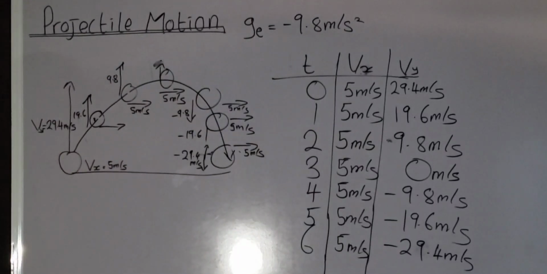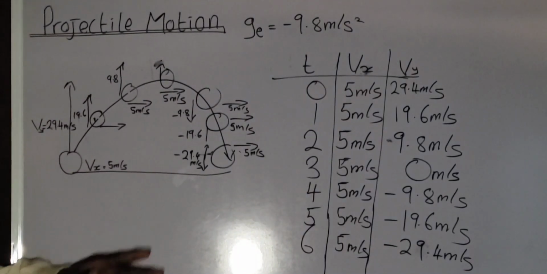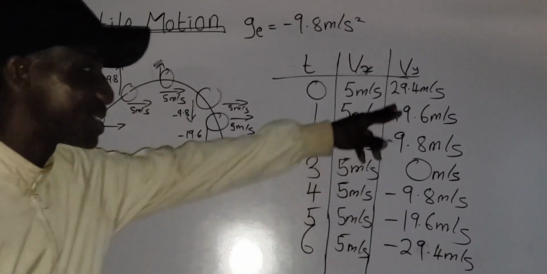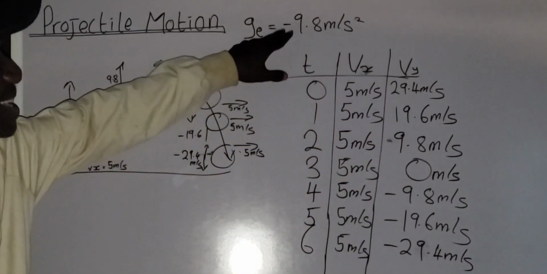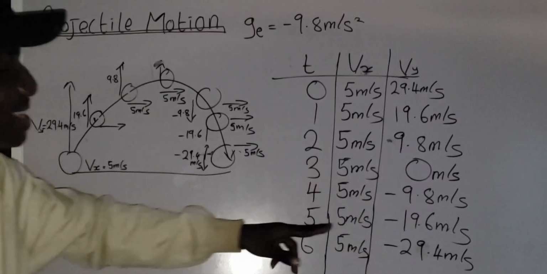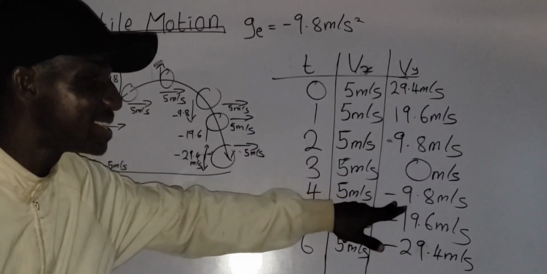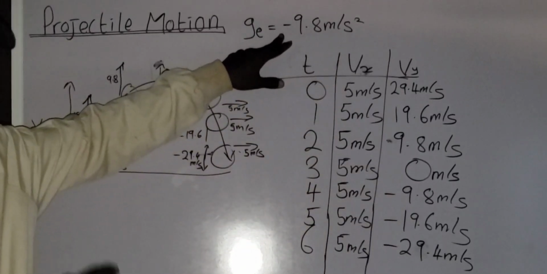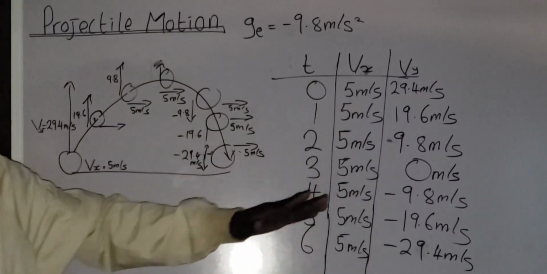Now, I want you to take note of something. When the velocity is positive and the acceleration is negative, what happens? The velocity begins to decrease. Do you understand? But immediately the velocity becomes negative and the acceleration is also negative, what happens? The velocity increases. Are you getting what I'm saying?